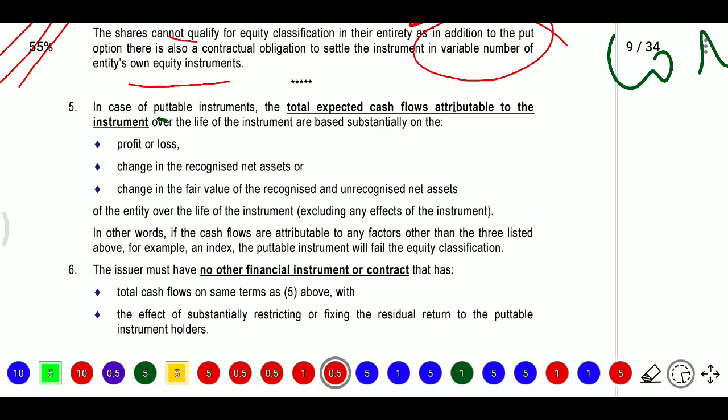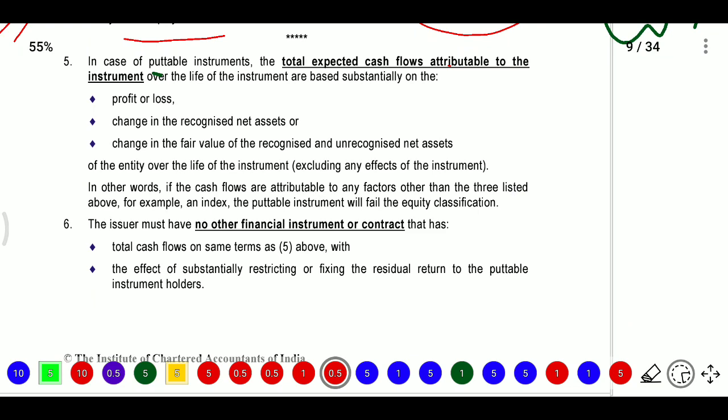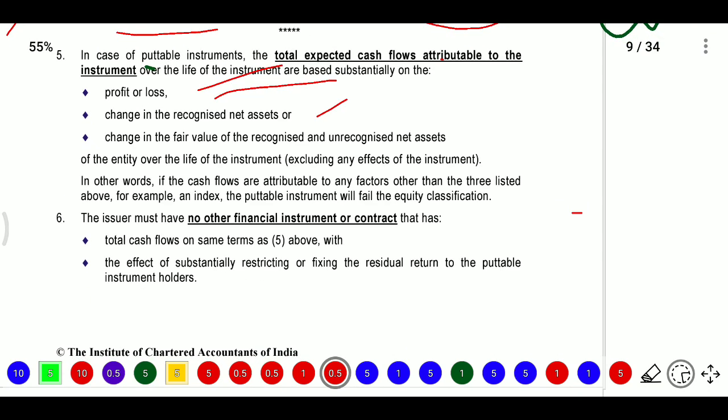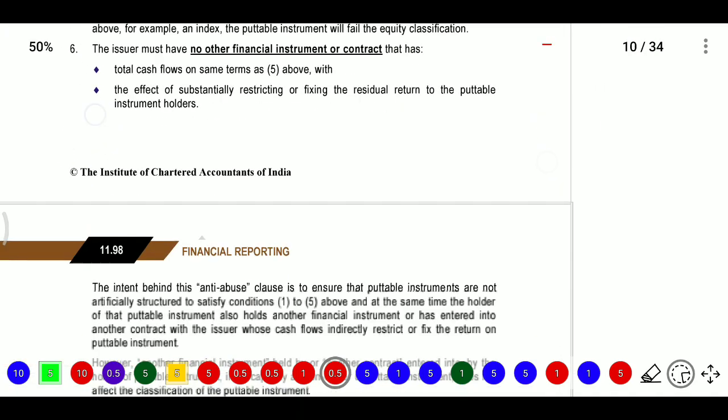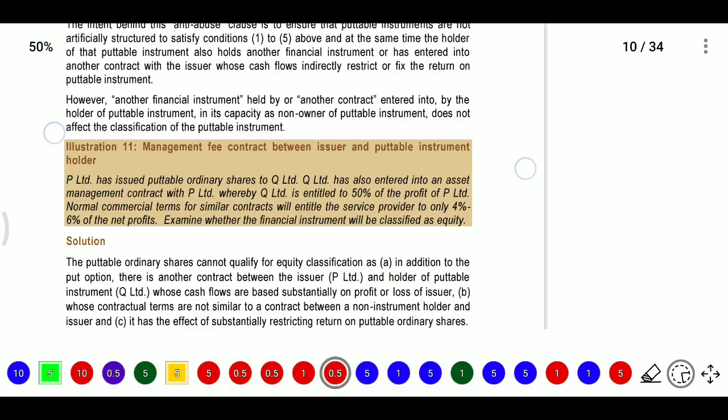Next, total expected cash flows attributable to the instrument over the life of the instrument, substantially based on profit and loss or change in net assets, or change in fair value of recognized and unrecognized assets. Now we will see the 11th question.